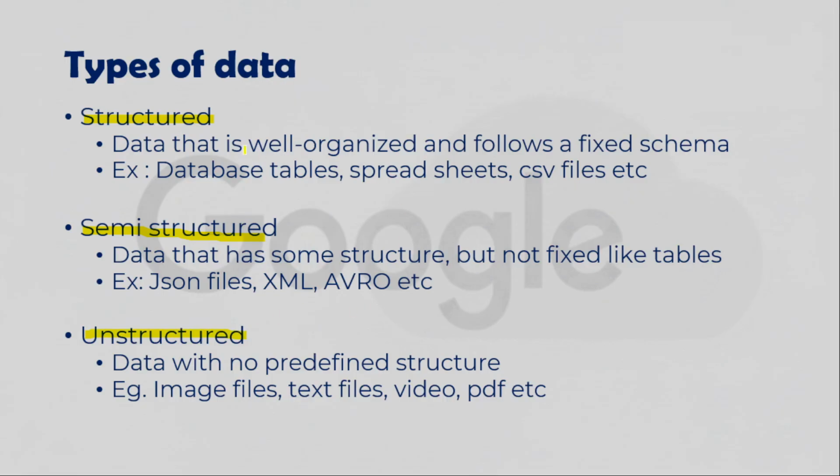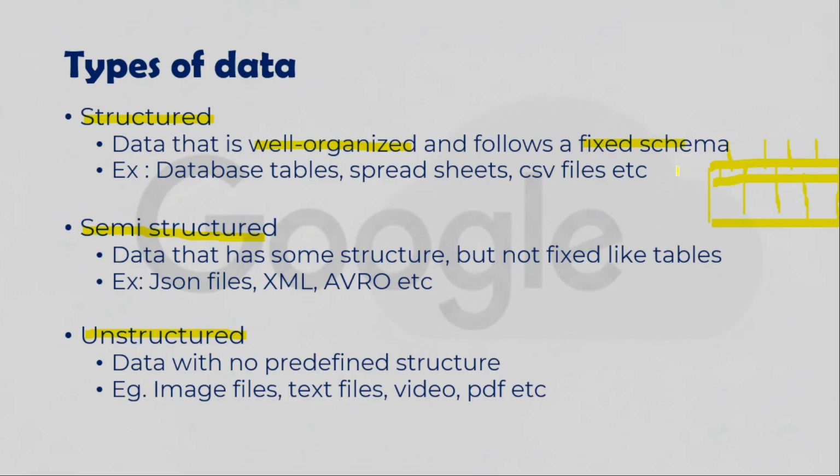Here, this data is well organized and it has a fixed schema. For example, a predefined number of columns and data types. It means you have a table and you have a predefined number of columns: column 1, column 2, column 3, column 4, and so on.